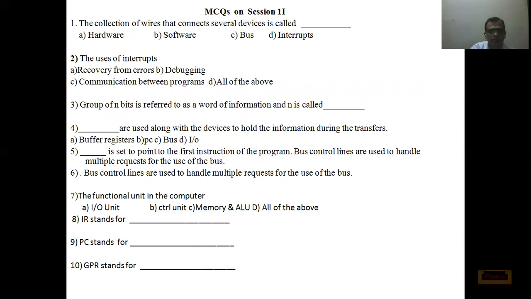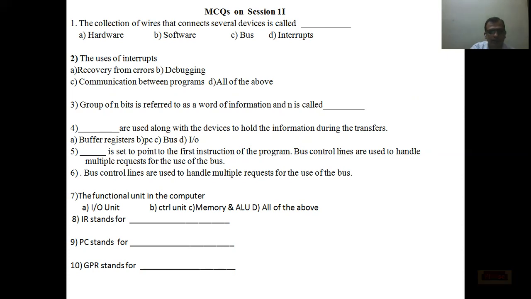The third question: the group of n bits is referred to as a word, and n is called the word length. Next, the dash are used along with the device to hold the information during the transfers. Which are the things which will hold the data? It should act as a buffer. The options are A, buffer registers, B, program counter, C, bus, D, input output. The data has to be held, so the answer is buffer registers.